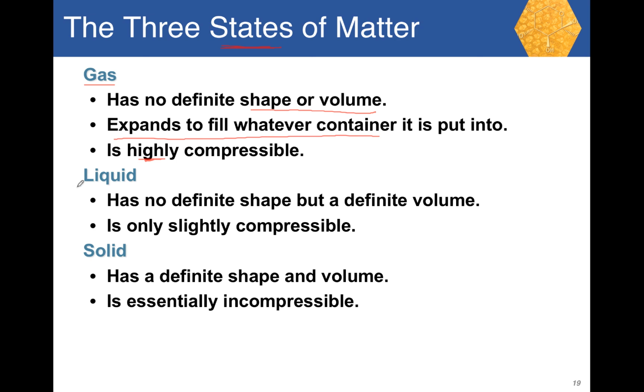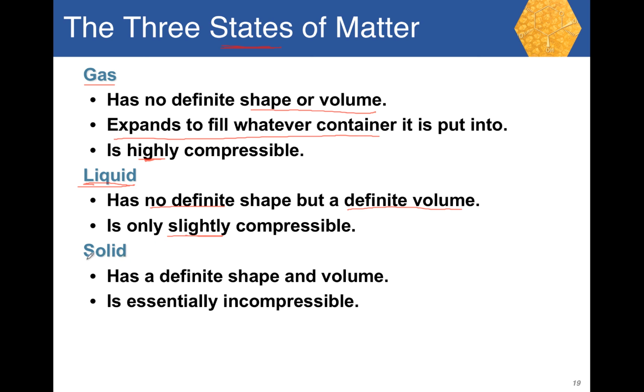Let's look at the other state, liquids. Again, imagine liquid water here, water at room temperature. It has no definite shape, but it has a definite volume. So you can measure here 100 milliliters of water. But you cannot say it has a fixed shape because it acquires the shape of the container. It is only slightly compressible. So if you start squeezing water, it does not change its volume a whole lot.